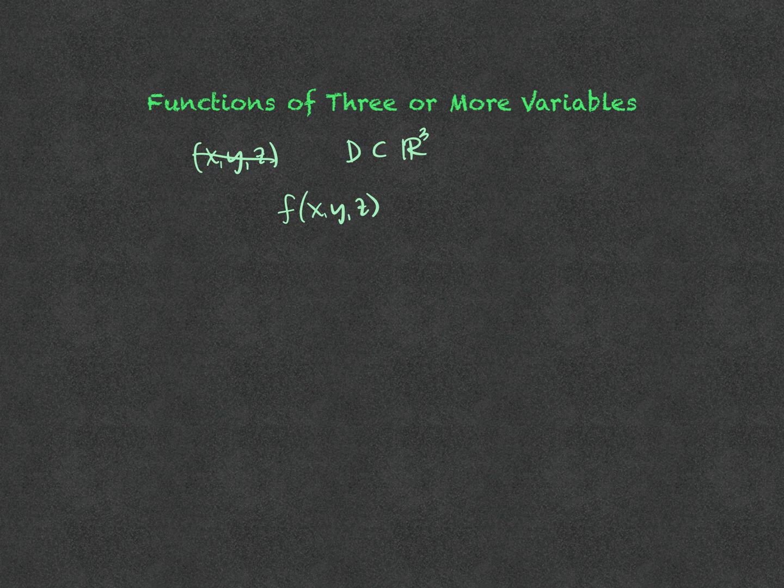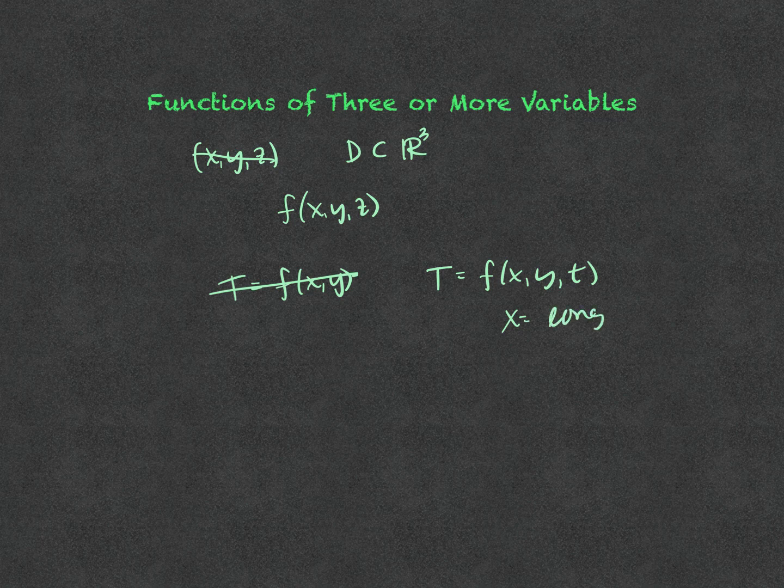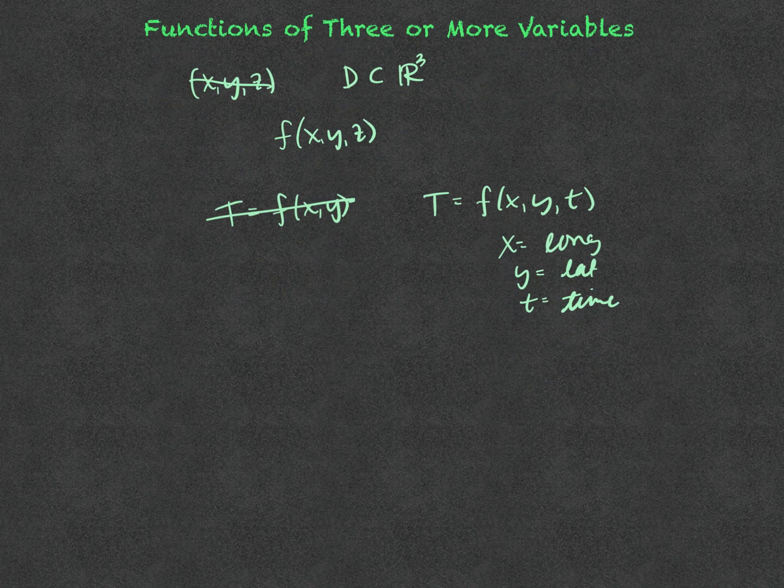So going back to that temperature problem, earlier we said let the temperature be f of x, y, but we can put that into the 3 space by saying let the temperature be f of x, y, t, where x is the longitude and y is the latitude and t is the time. So you can see that we move into more variables in that case. Now again, you can find the domain. You can do all the things we've done earlier, but let's start off with domain.